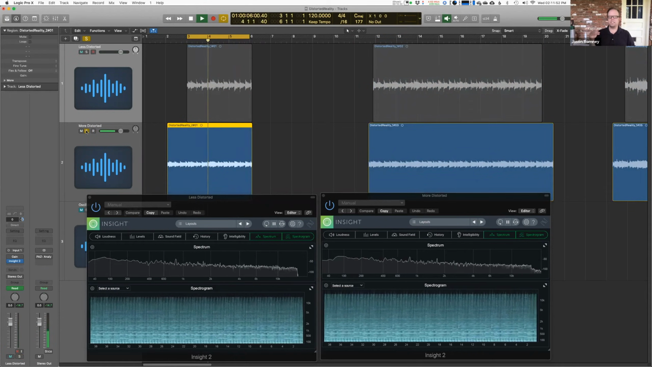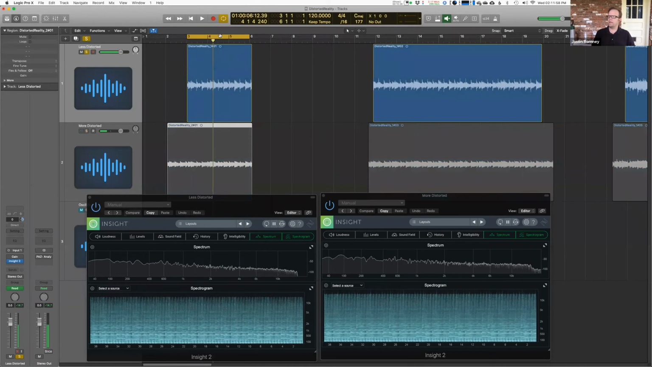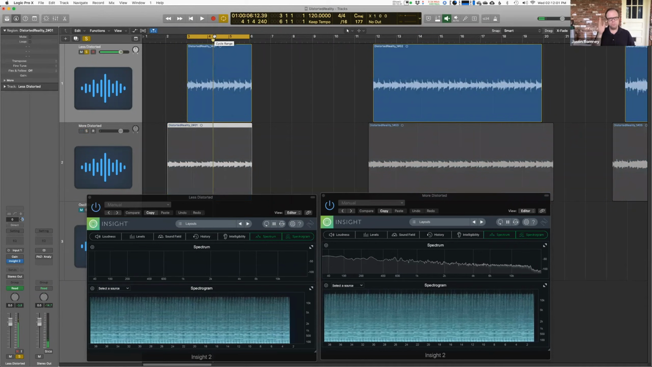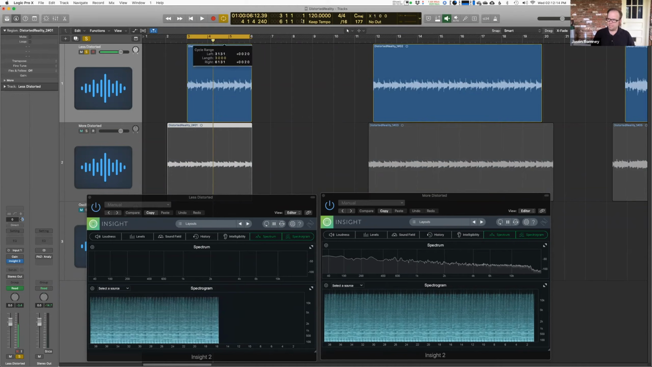So not only is this less dynamic, but you've got that high frequency energy that's really kind of gone wild a little bit. Okay, so that is stage one of a level 1 distorted reality sample. That's the first kind of example that you would be given in distorted reality when you just start the game. Should be a pretty easy one to hear.